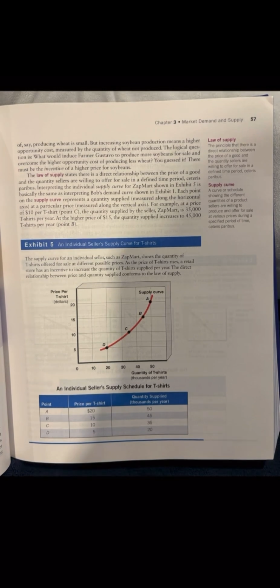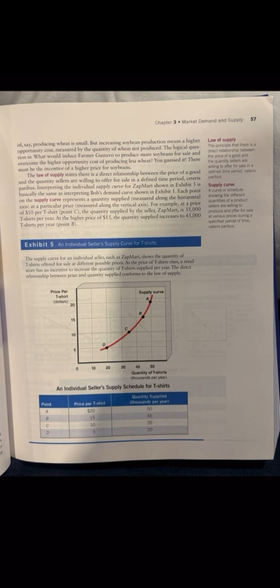Interpreting the individual supply curve of Zapmart shown in Example 5 and Exhibit 5 is basically the same as interpreting Bob's demand curve shown in Exhibit 1. Each point on the supply curve represents a quantity supplied, measured along the horizontal axis, at a particular price, measured along the vertical axis. For example, at a price of $10 per t-shirt, point C, the quantity supplied by the seller, Zapmart, is 35,000 t-shirts per year. At a price of $15, the quantity supplied increases to 75,000 t-shirts per year.